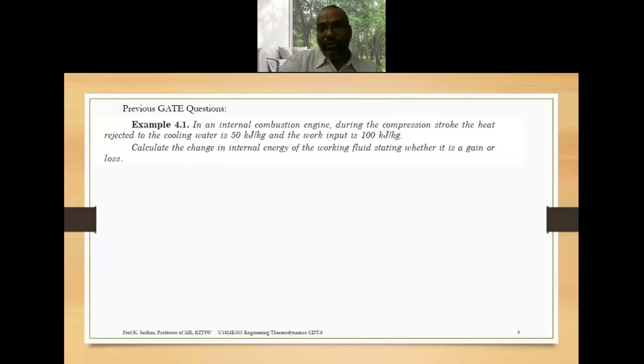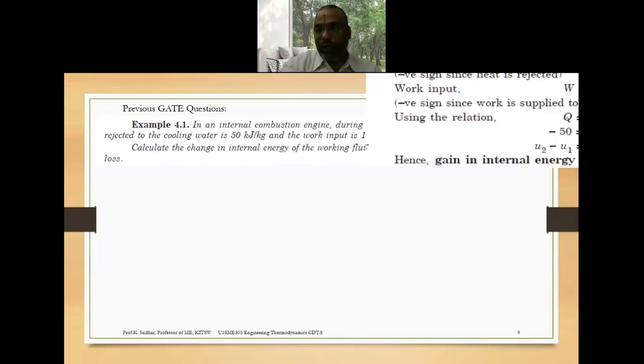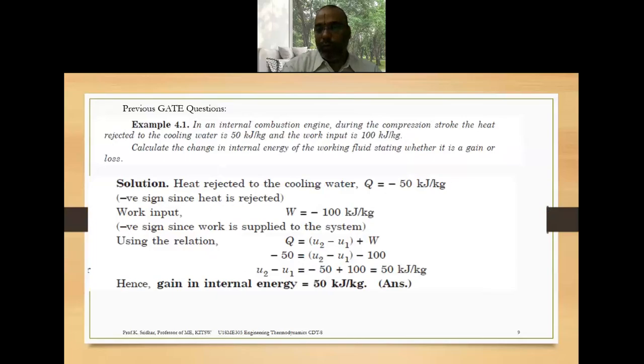In an IC engine, during the compression stroke, the heat rejected to the cooling water is 50 kilojoules per kg and the work input is 100 kilojoules per kg. That is, he has given delta W and delta Q. Calculate the change in internal energy of the working fluid, stating whether it is a gain or loss. So once again, it is from the first law of thermodynamics, that is dU is equivalent to delta Q minus delta W. So already we studied that dE is equivalent to delta Q minus delta W.